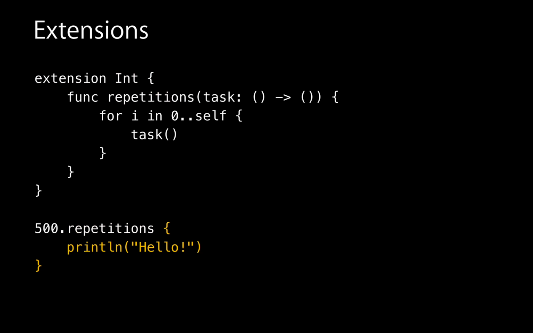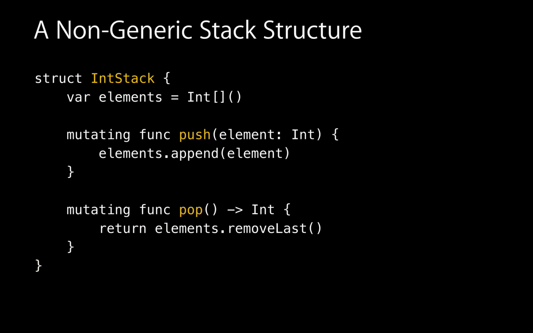How amazing is that? And as we head more into kind of blow your mind territory, I want to leave you with one more thing, and that's generics. So let's start with a non-generic example. Here I have a stack of integers. It's an Int stack. And I can push values onto the stack. I can pop them off again, and that's great. But what if I wanted a double stack or a string stack, or hell, even a stack of stacks? How would I do that?